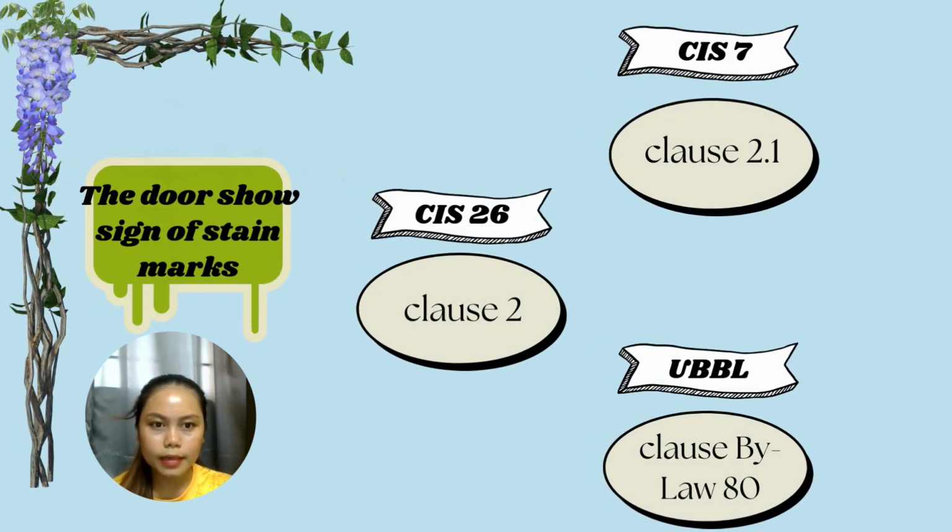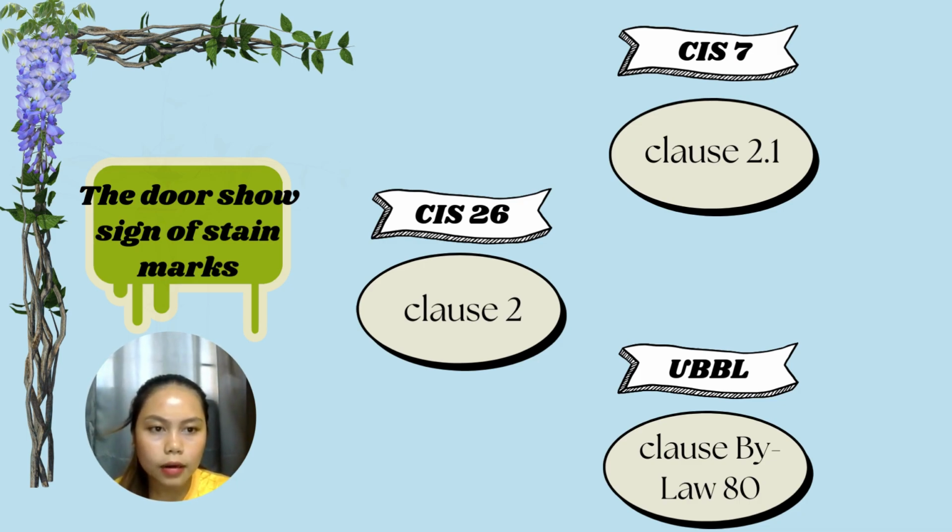The last example of a defect that has been identified is the door showing signs of stain mark, which is, according to CIS 7 clause 2.1, this clause emphasizes that architectural work, which includes door, is primarily assessed based on its finish. It states that the quality and standard of workmanship are the most visible in this component. According to CIS 26, in clause 2, this clause emphasizes that all work must be executed with good workmanship and material.